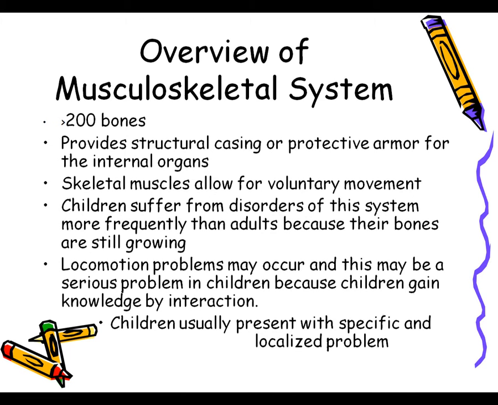The MS system consists of bones, muscles, joints, tendons, ligaments, connective tissue, and there's more than 200 bones. The skeletal system manufactures erythrocytes in the bone marrow and provides storage for minerals such as calcium and phosphorus. And as you look at the slide, you can see the information that's provided there. It provides structural casing or protective armor for the internal organs. It allows for voluntary movement. And children suffer from disorders of the system more frequently than adults because their bones are still growing.